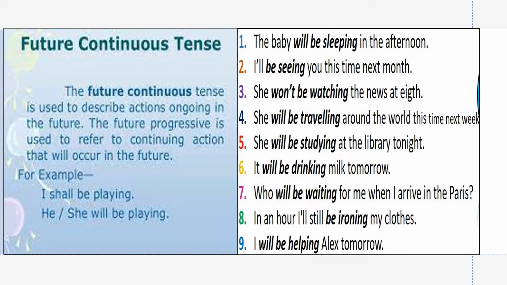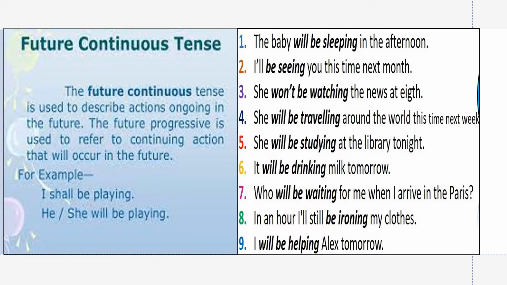The baby will be sleeping in the afternoon. I'll be seeing you this time next month. She won't be watching the news at 8. She will be traveling around the world this time next week. She will be studying at the library tonight. It will be drinking milk tomorrow. Who will be waiting for me when I arrive in Paris? In an hour, I'll still be ironing my clothes. I will be helping Alex tomorrow.